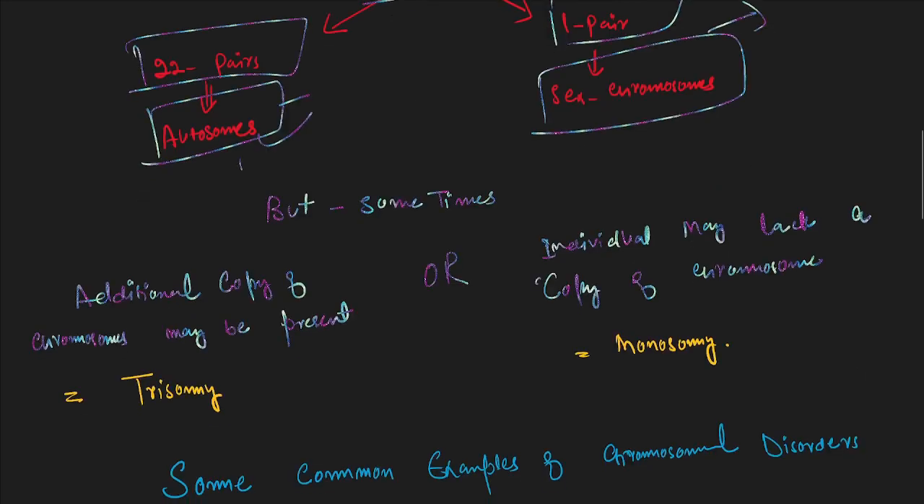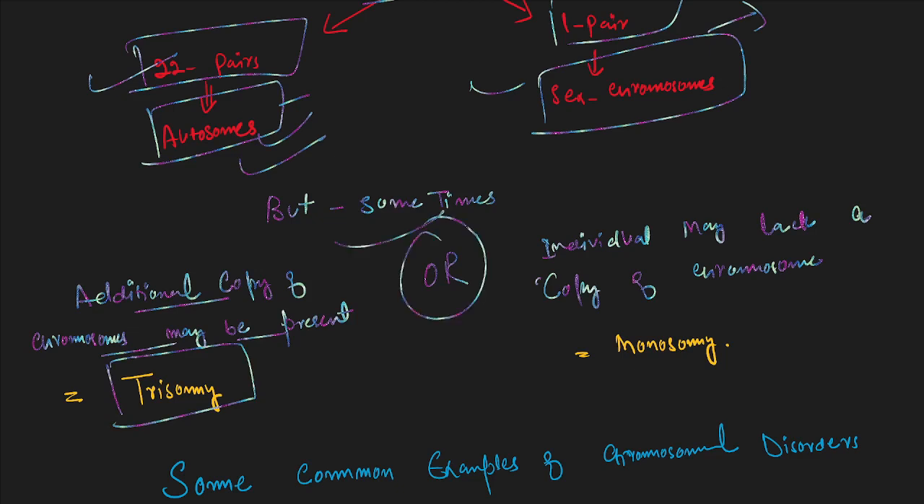Clear? But sometimes what happens is an additional copy of a chromosome may be present. Instead of these 22 pairs and this one pair, there may be an additional copy of chromosomes inserted in an organism, and that particular condition is known as trisomy. Or in certain cases, what would happen? The individual may lack a copy of chromosome. Here, these are the two important cases. This is case number one, and this is our case number two.